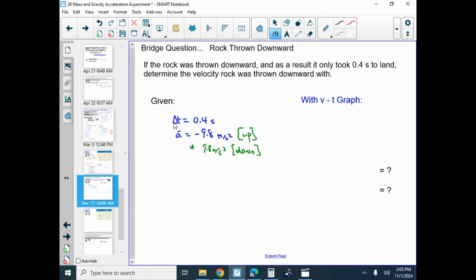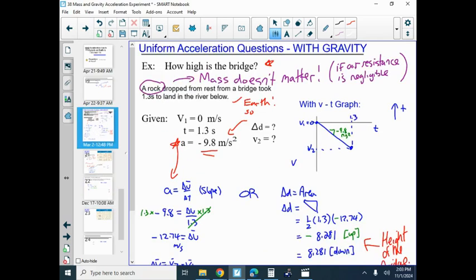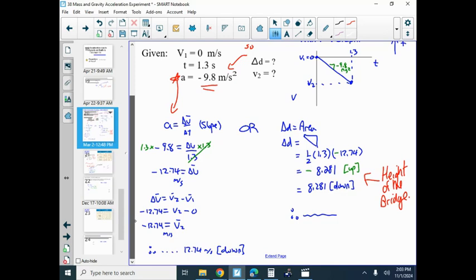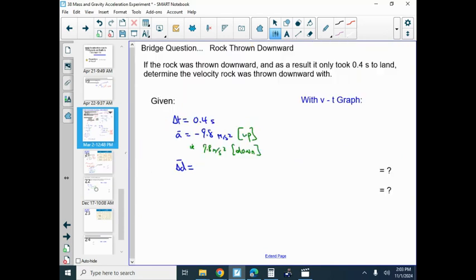And I guess we need to use that displacement that we figured out. Knowing the height of the bridge now that we were able to calculate, we could calculate the velocity we threw the thing at. So the height of the bridge was 8.281.